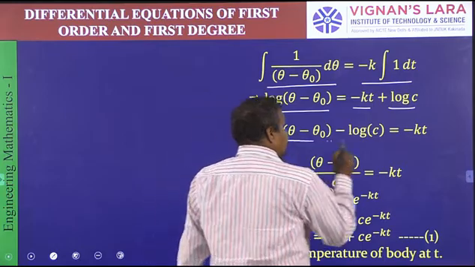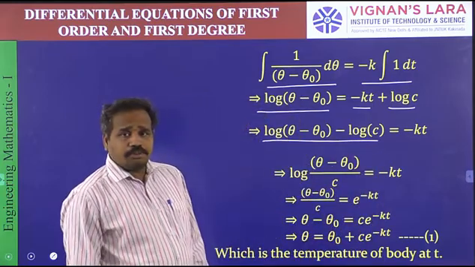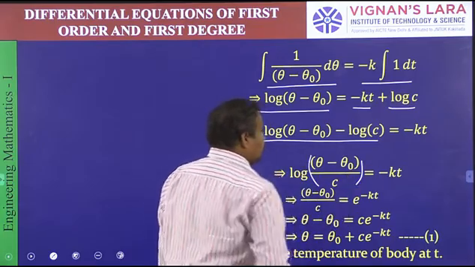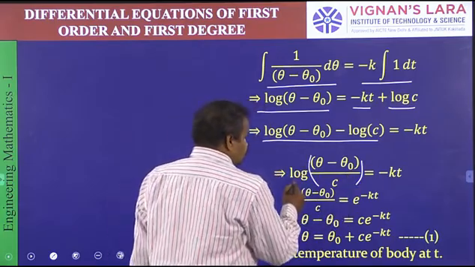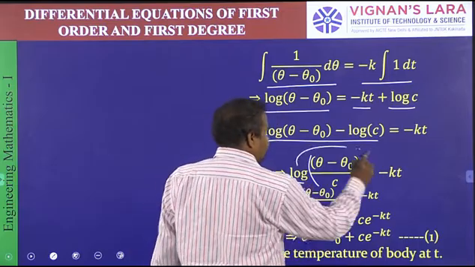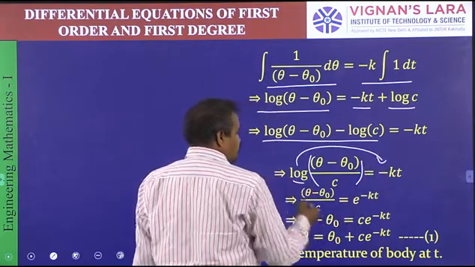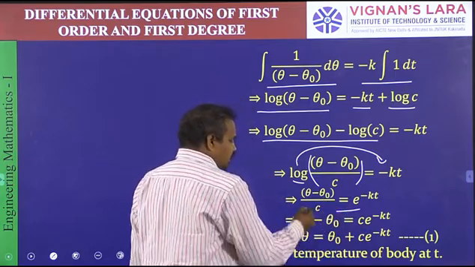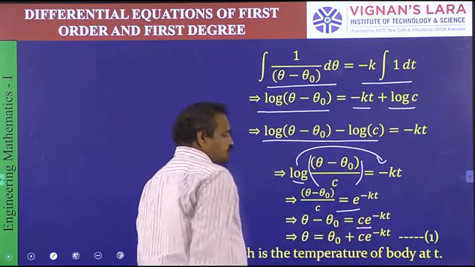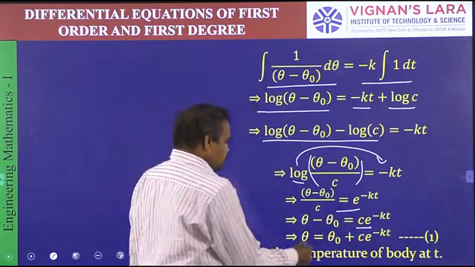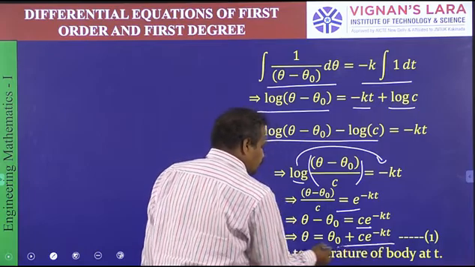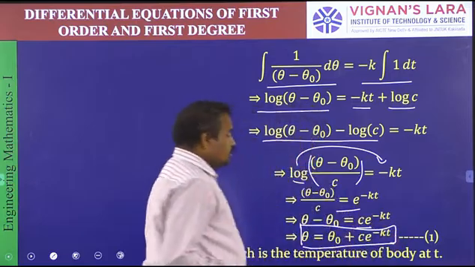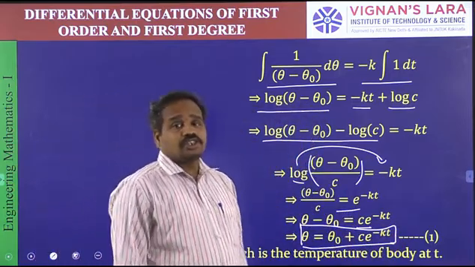It is in the form of log a minus log b. What is the formula for log a minus log b? Log of a by b. So log of a by b is equal to minus kt. After this, bring this logarithm to the other side. This log goes to the right hand side and becomes an exponential. So theta minus theta naught by c is equal to e power minus kt. Bring the c also to the right hand side: c into e power minus kt. So theta is equal to theta naught plus c into e power minus kt. This is called the formula for Newton's law of cooling.